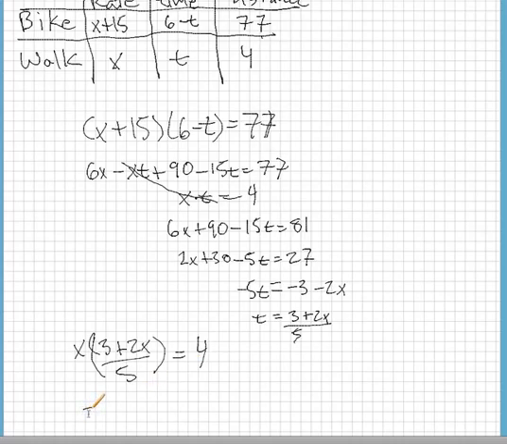And then if we plug this back in for t here, we can actually solve for x times (3 plus 2x over 5) equals 4. So 3 over 5.